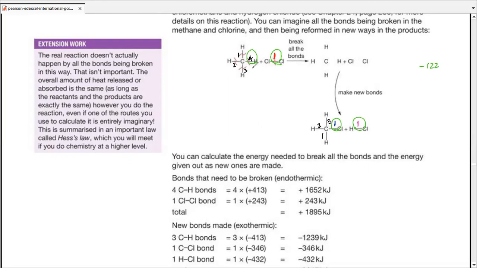How? Let's calculate them. Carbon-hydrogen is 413, and chlorine-chlorine is 243 on this side. Carbon-chlorine is 346. And these are positive values. Of course, these are going to be negative since they are given out. And hydrogen-chlorine is 432. If you have a calculator closer, can you calculate these values for me?